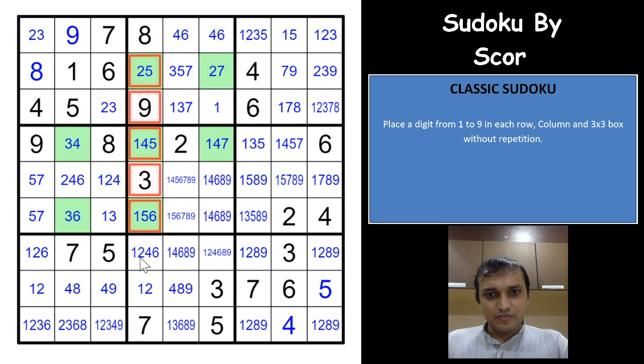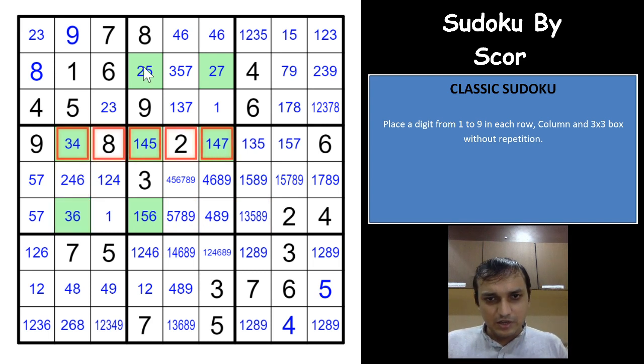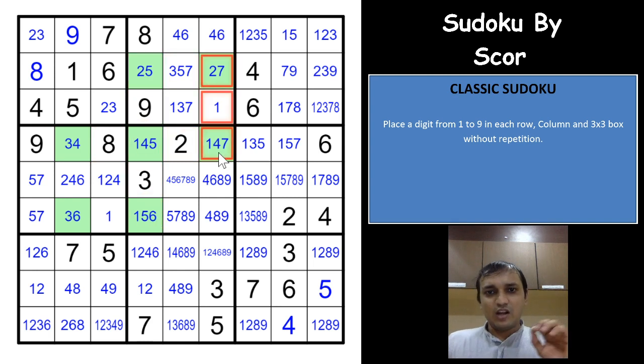Next, 5 is already eliminated from these 3 cells, right? Next is 1 from these 3 cells, so 1 gets eliminated from all of these cells. Next, 4 gets eliminated from here. Next, 3 gets eliminated from here and here. Next, 6 gets eliminated from these 2 cells. And okay, yeah, so we have eliminated 6, 3, 4, 5, 2, 1 and 7.